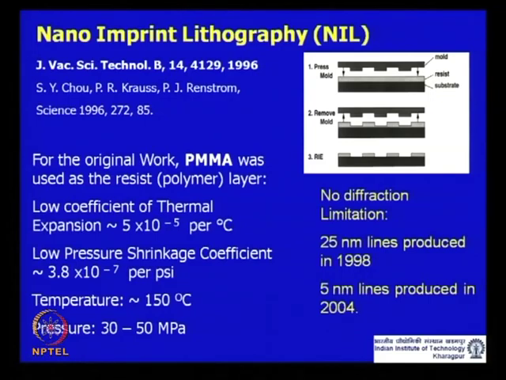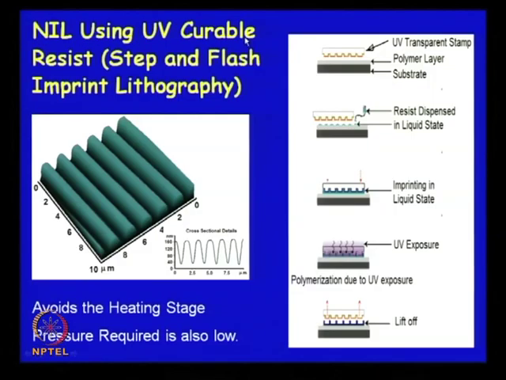Once you heat up, the coefficient of thermal expansion becomes an issue, and therefore it becomes difficult to handle polymers which do not have a low coefficient of thermal expansion. So, one possible remedy that was suggested was nano imprint lithography using a UV curable resist, which is often referred to as step and flash imprint lithography.